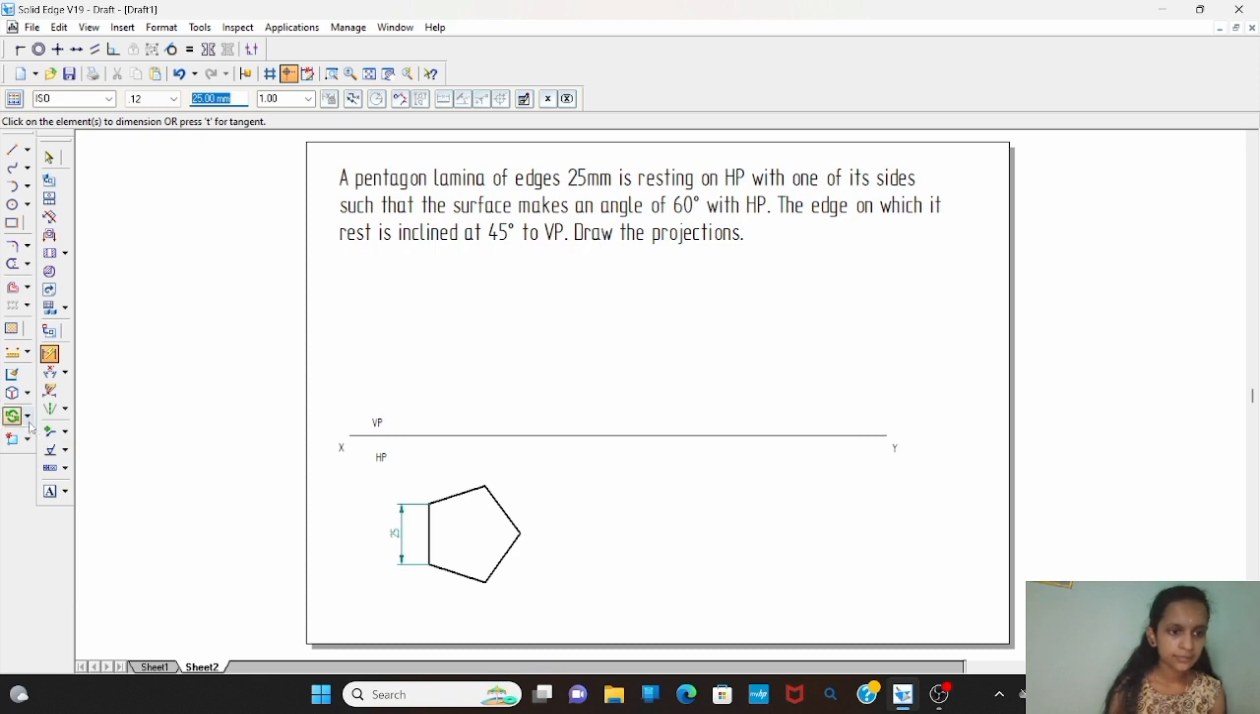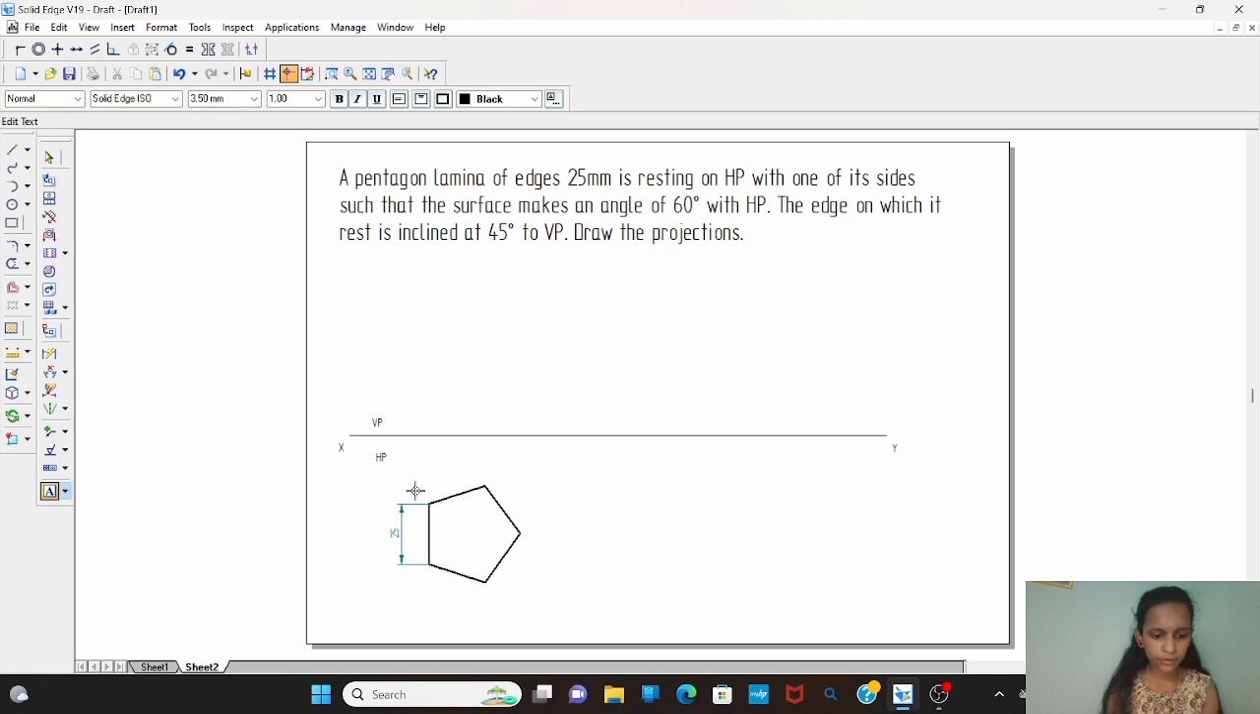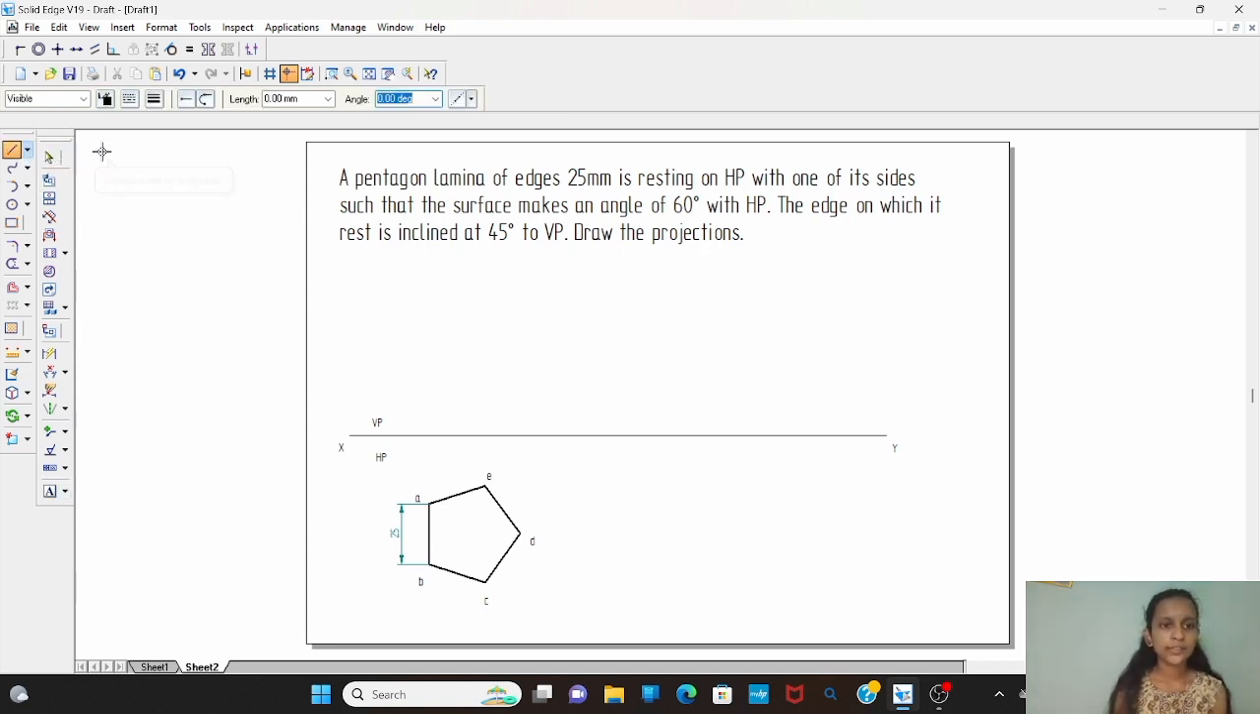And select the text option and name all the corners. Corner A, B, and E. Select the line of thickness 0.13 mm. Extend all the corners up to touching the XY line.